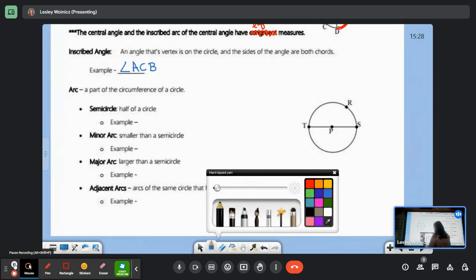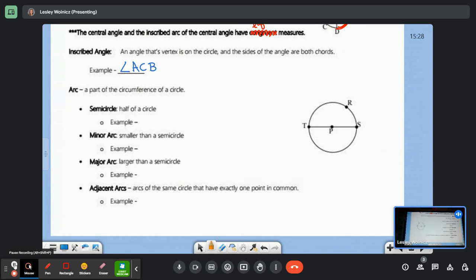All right, here we go, guys. A semicircle, half a circle. A semicircle is a special kind of arc that is exactly half of the circle. So what is the semicircle here? Yeah, TS. Semicircles we have to name with 3 letters, like a major arc. We're going to call it TRS.